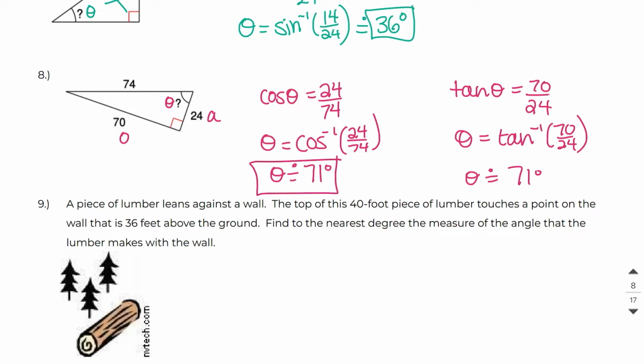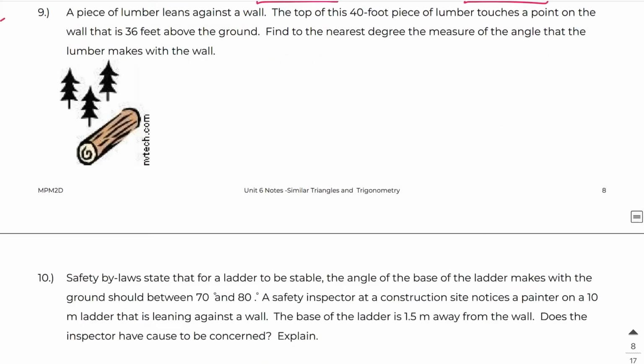Okay, so we have our final answer of 71 degrees. And if I were to use sine, I would still get 71 degrees. All right, in number 9, I need to draw a picture of what's going on here. So it tells me that a piece of lumber leans against a wall.